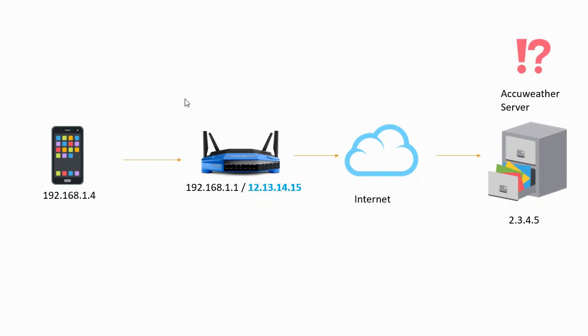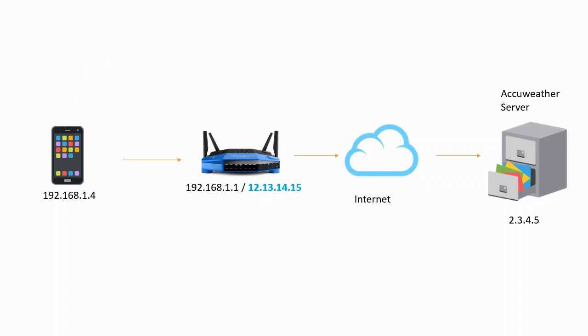This is where the router comes into the picture. Let us rewind a little bit and say the iPhone generates the data packet, which contains the source IP address as well as the target's IP address. Instead of sending it directly to the AccuWeather server, Jane sends that data packet to the router.